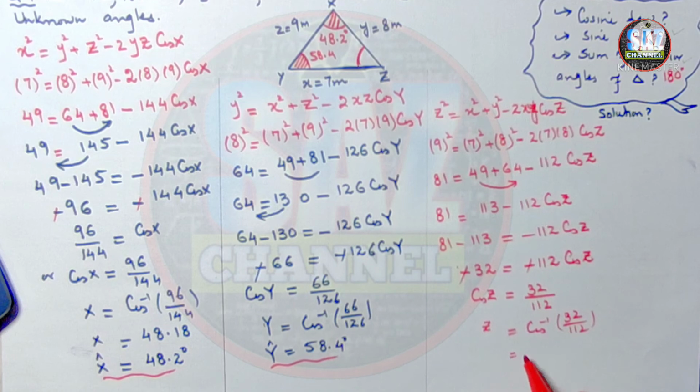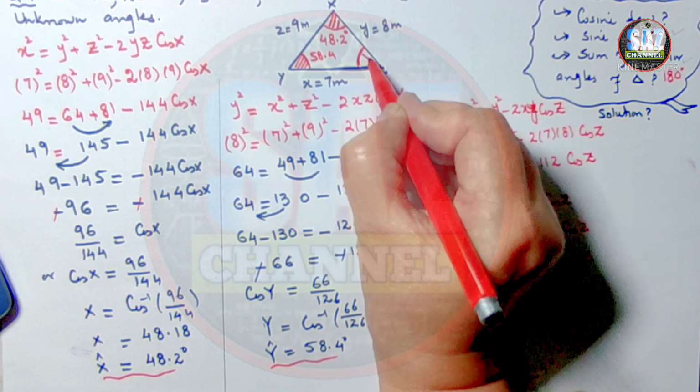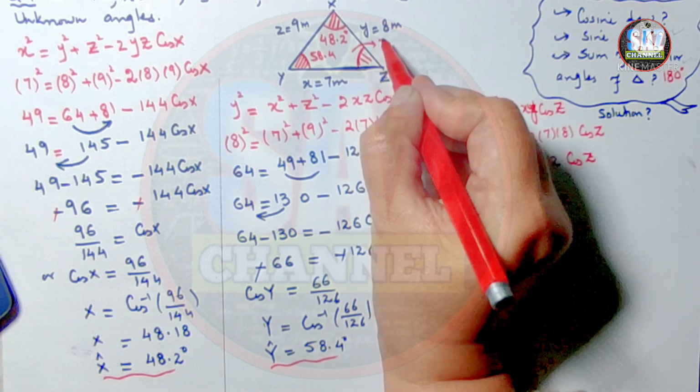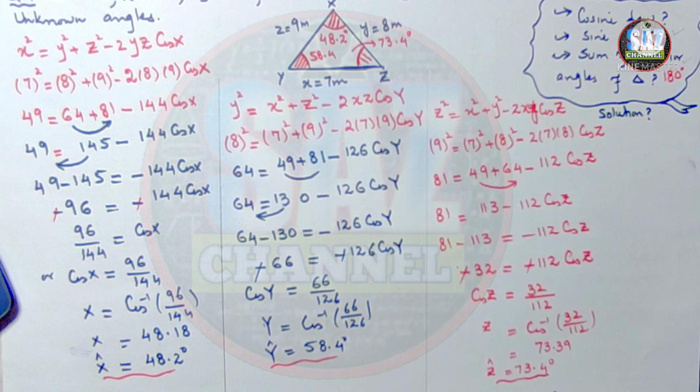and cos inverse of 32 divided by 112 gives me 73.39. z equals 73.39, or approximately z will be equal to 73.4 degrees. I hope you are clear about this lesson.